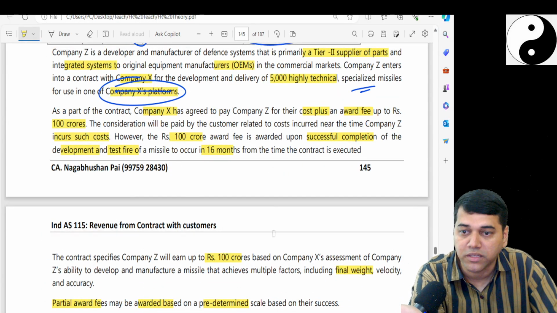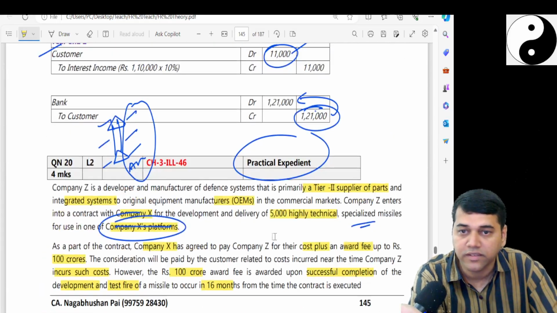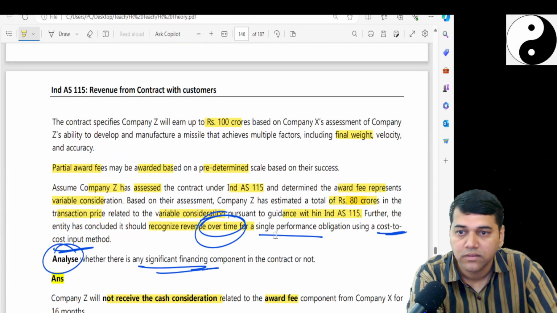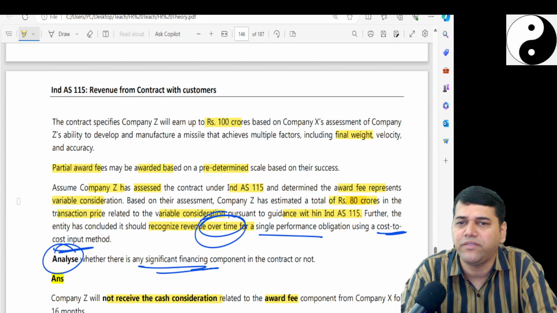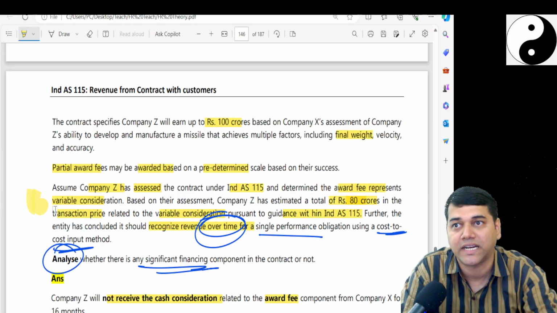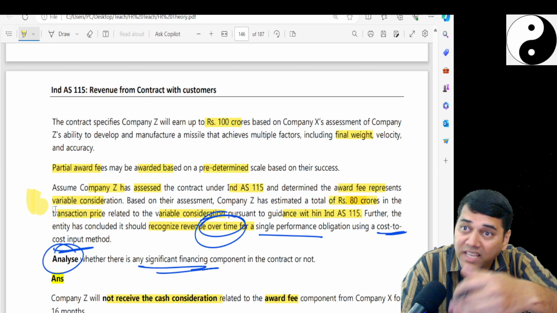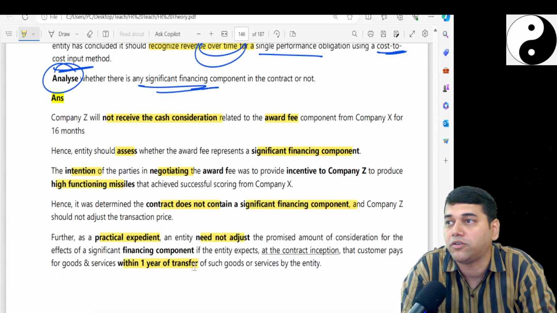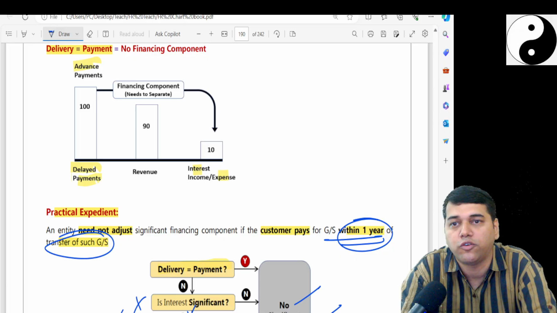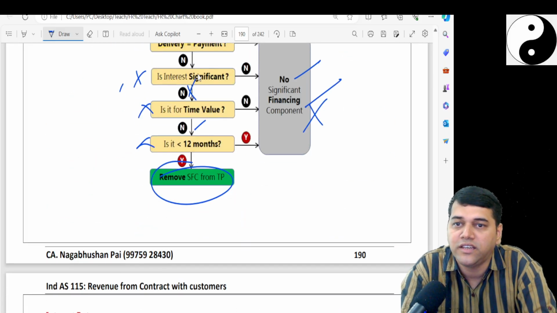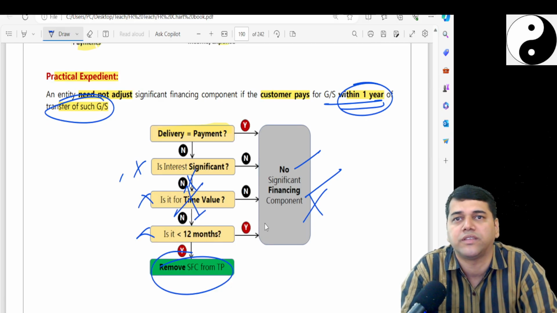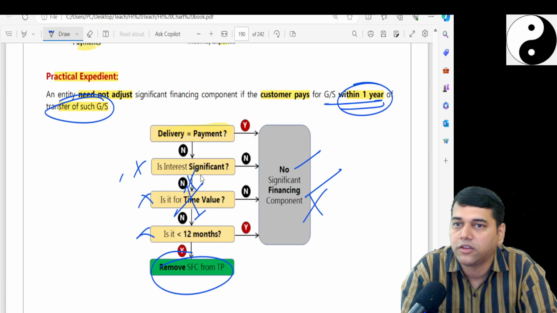this contract is of 16 months. Where is that? Somewhere we have said 16 months. 16 months is from the inception of the contract. That is the deadline for the contract. But once you deliver, from there you have to check whether within 12 months I need to receive it or not. But anyhow, in the first instance only it fails. So you need not check the practical expedient. If I go back to my chart, it fails here only. It is not for time value of money only. Then why do you need to check whether less than 12 months or not? Are you clear?